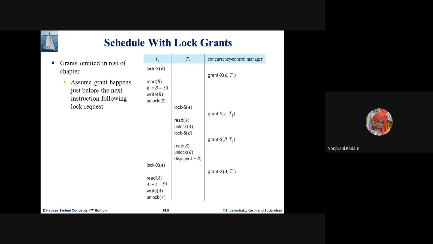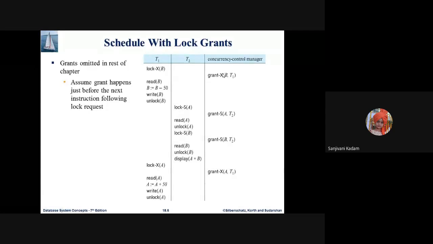So here the T1 transaction first requests that it wants to use data item B in exclusive mode, because T1 might be willing to perform a write operation also, and hence will send a request for an exclusive lock on data item B. This request will be sent to the concurrency control manager. The concurrency control manager will check whether any other transaction is holding a lock on B. If so, whether the lock is compatible. If no, then the request will not be granted.